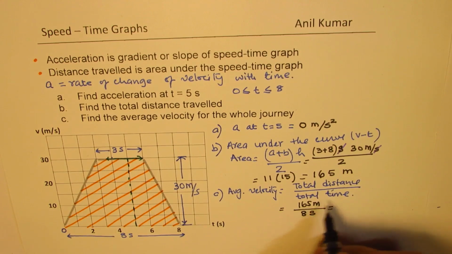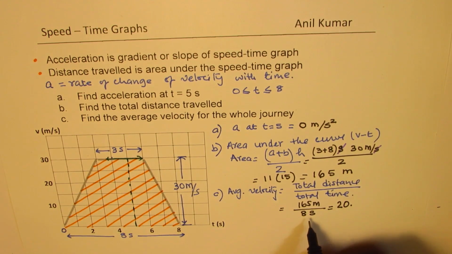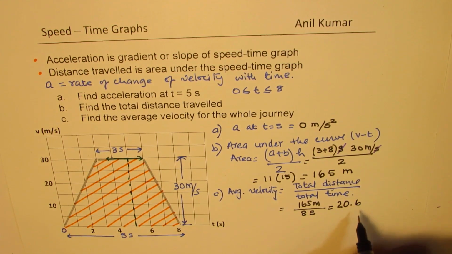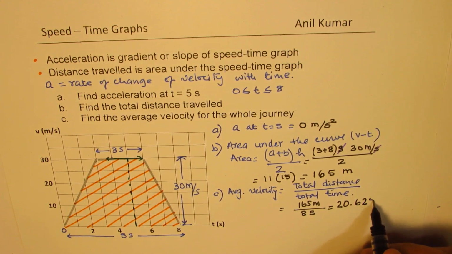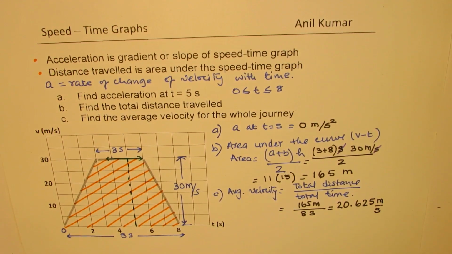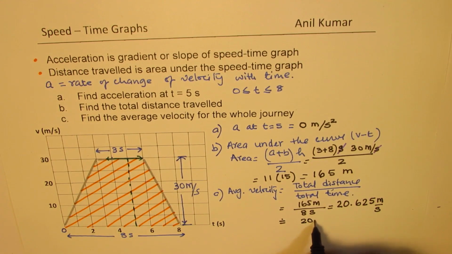So let's divide. 8 goes 2 times. So it's 16, 5, 20. 8 times 2 is 16, then 8 times 6 is 48, then we again get 20. So 20.625 meters per second. So that becomes the average velocity. We could always round this to one decimal place. We could write this as 20.7 meters per second. Is that clear? So that is how we could provide the answer.